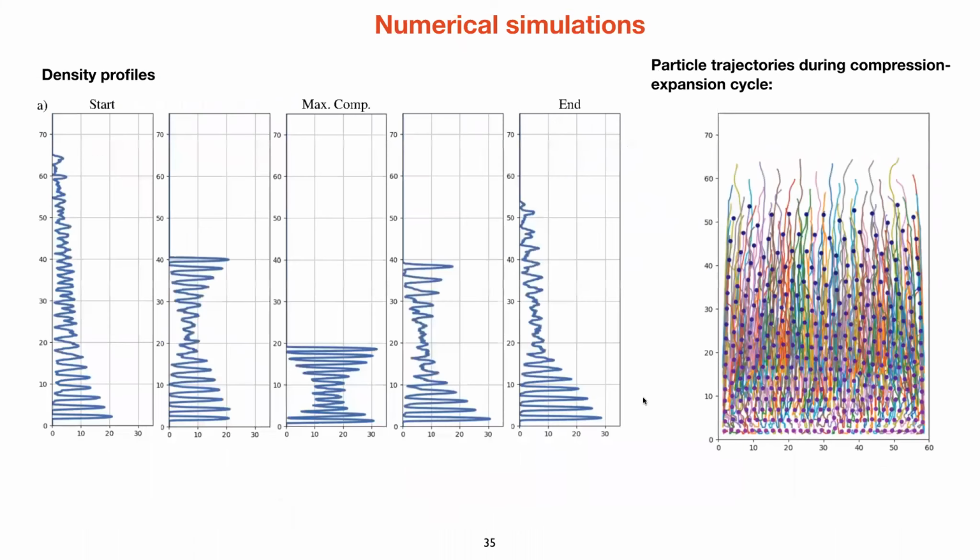Qualitatively, we obtain the same results as in the previous. We show this density inversion also during the numerical simulations, and also that the particles at the top have the larger trajectories, and that the particles at the bottom basically don't move during the compression.